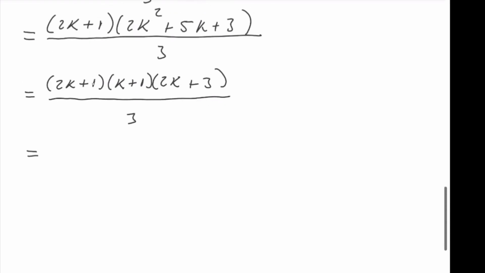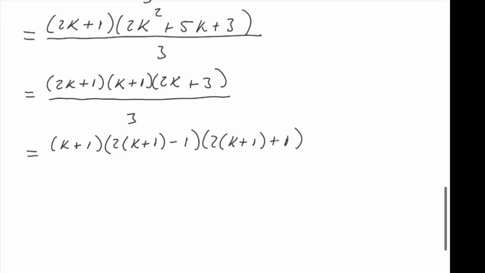So this is equal to k plus 1. And then I need that 2k, so 2 times k plus 1 minus 1. But that's the same thing as 2k plus 1 because this would be 2k plus 2 minus 1, which is 2k plus 1. And then I also need 2 times k plus 1 plus 1, which is 2k plus 3, right? Yep, so I get the formula I need.